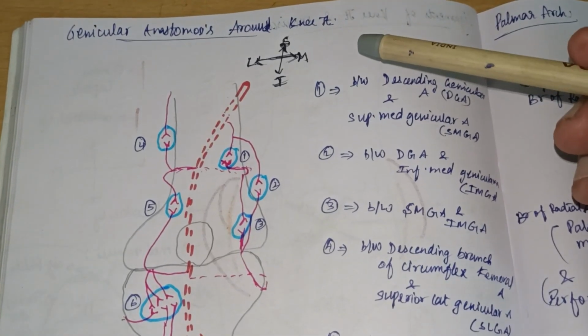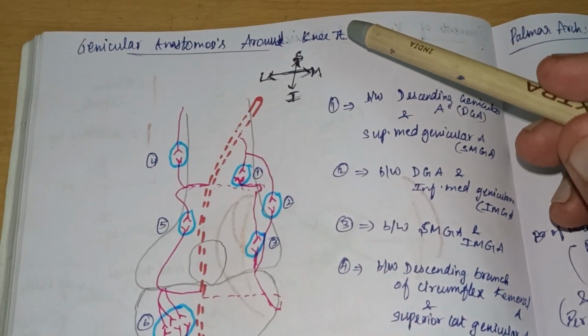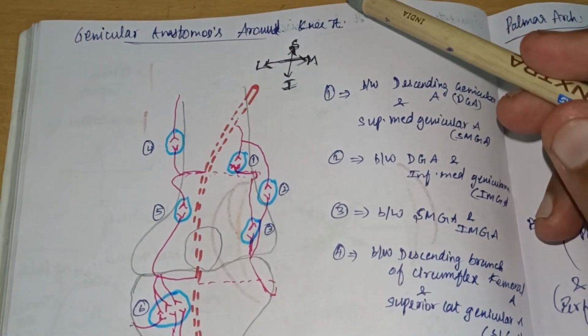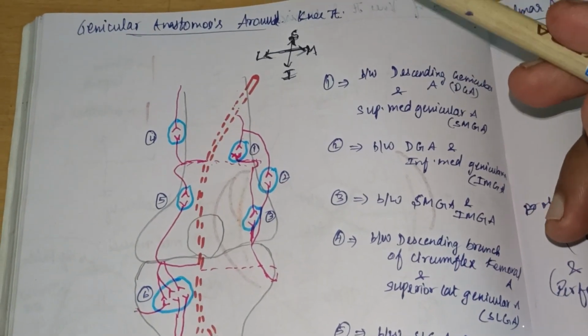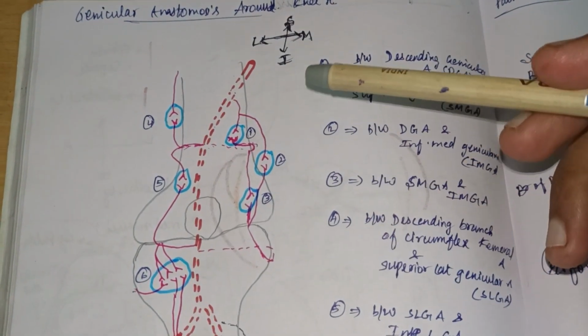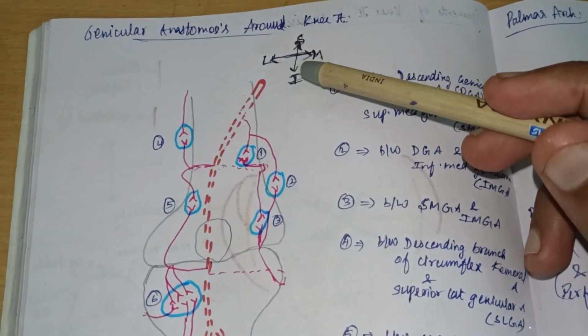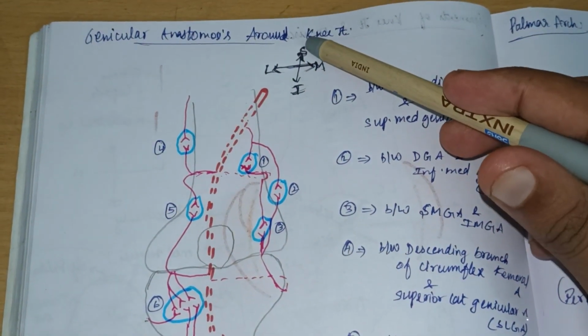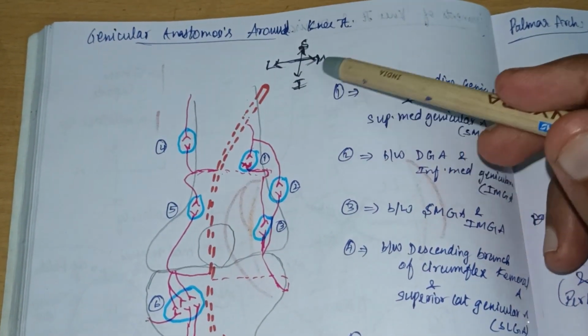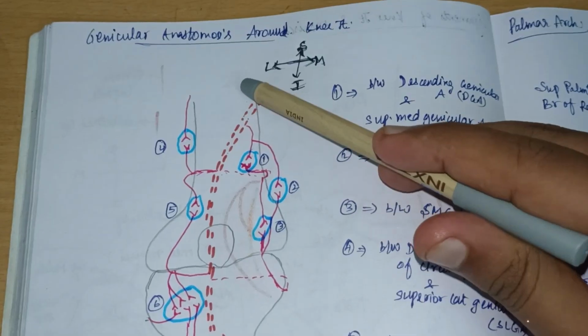Hello friends, in this video we are going to learn about the genicular anastomosis around the knee joint. So in order to remember it, we will see 6 anastomoses around the knee joint. First of all, let us see the side determination. The above one is superior, below one is inferior, this is medial side and this is lateral side.